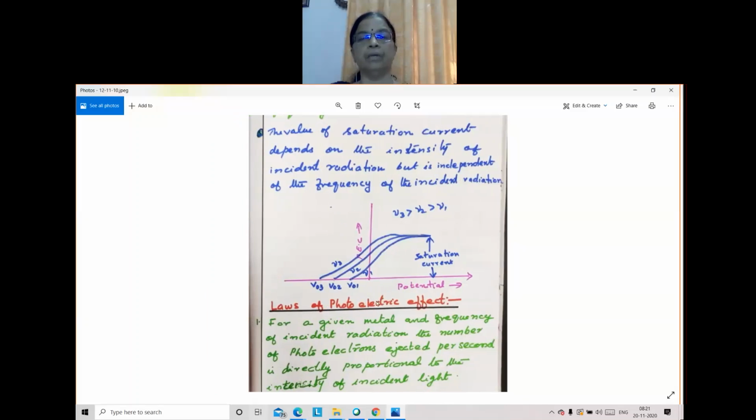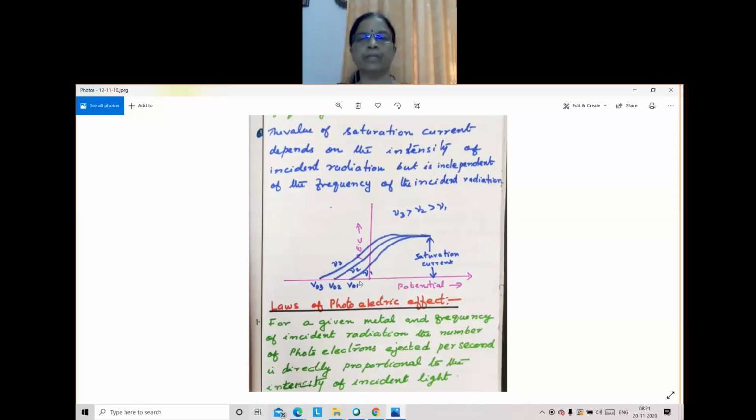Potential, we have studied earlier. When we increase the potential, plate A is made more and more positive. But we have seen the photoelectric current increases and reaches a saturation value, that we have seen. And reversing the potential, we have seen a minimum potential is required to stop the electrons, that is the stopping potential.